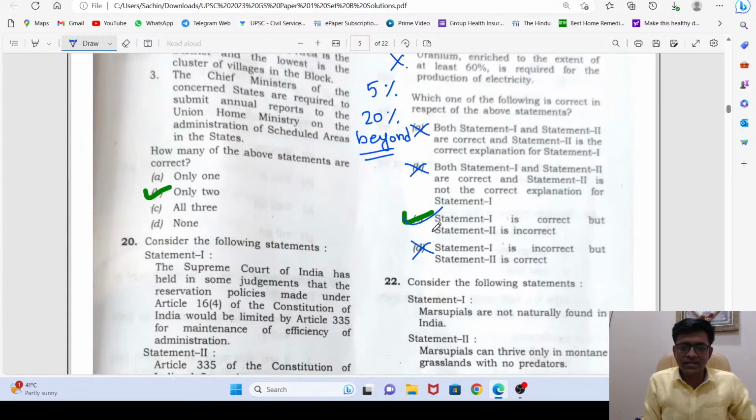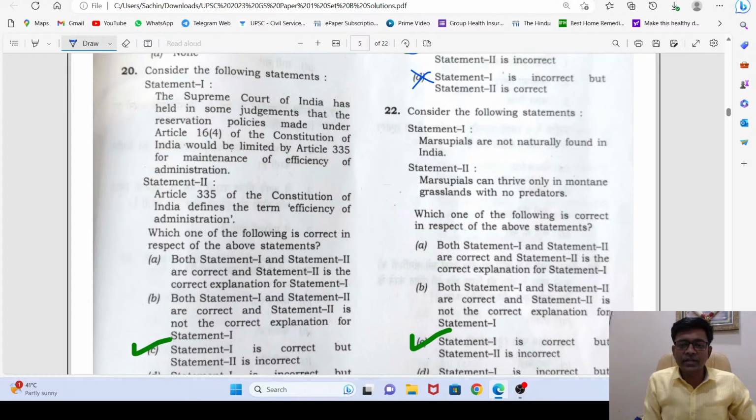Okay, that's why your answer is C. Then, this question is from Energy and Science and Technology. Then question number 22. Marsupials are not naturally found in India. That is correct. All the marsupials are endemic to Oceania.